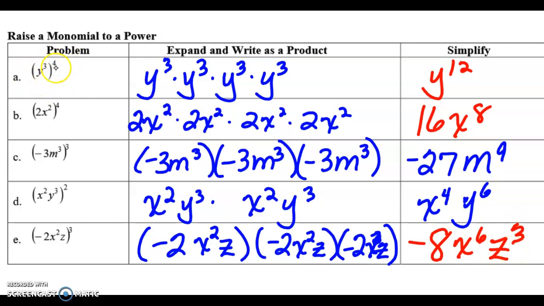I had y cubed 4 times. So when I had it 4 times, I had 12 of them. I had an x squared 4 times, so that's how I got 8. And then 2 times 2 times 2 times 2 gave me the 16. All right, so look those over and see if you can make some connections of what's going on there.